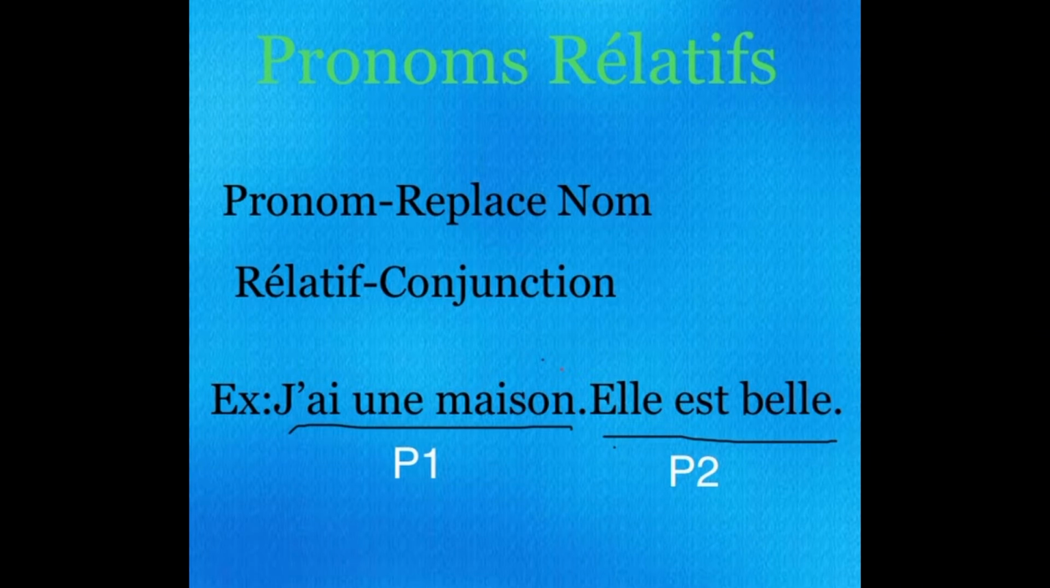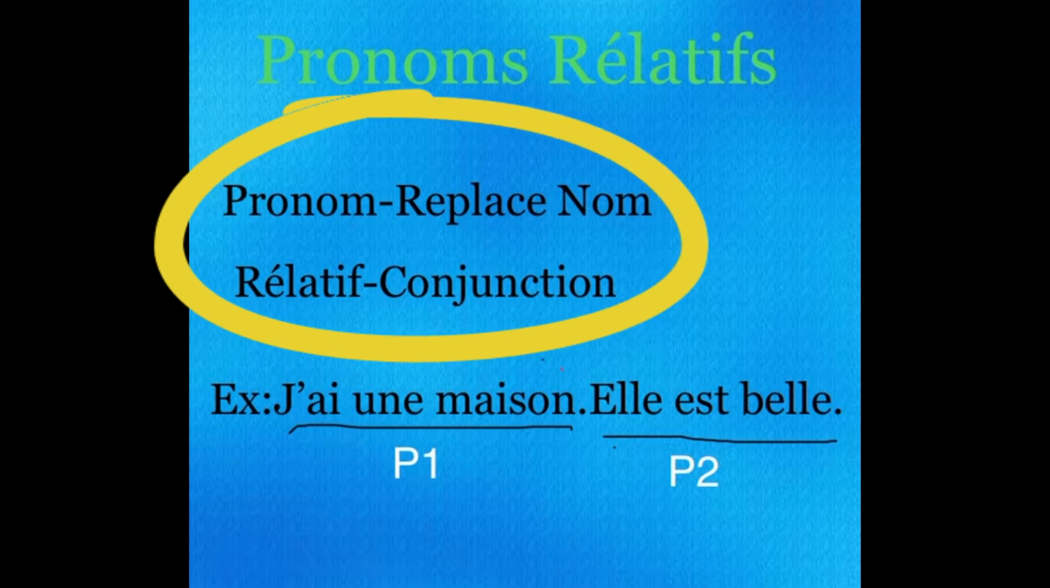Today we are going to start with a new topic, Pronoms Relatifs. In this we are going to learn the four Pronoms Relatifs: qui, que, où and dont. So let's start. Now what does pronoun mean? Pronoun means a word which replaces a noun and relative means a conjunction. So a relative pronoun is a word which although it replaces a noun is used as a conjunction.